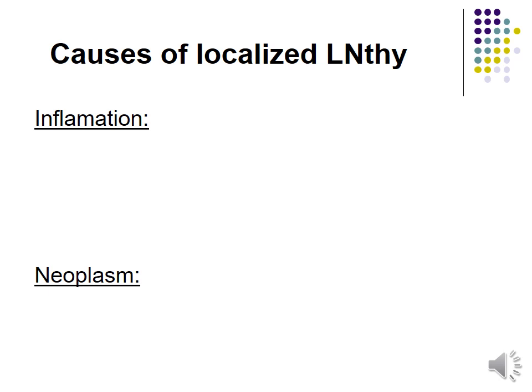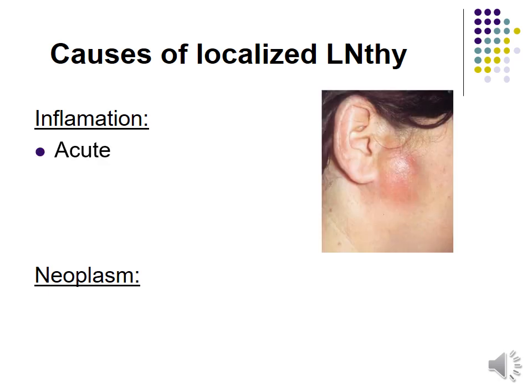Causes of localized lymphadenopathy. We divide generally into inflammatory causes or neoplastic causes. We will see it in detail in this slide. We will make it collectively and we will describe each one in detail after. Acute inflammation will present with a patient complaining of pain, short duration swelling, which is red, hot, tender, and sometimes fluctuant.